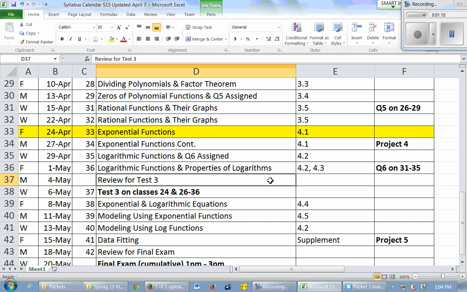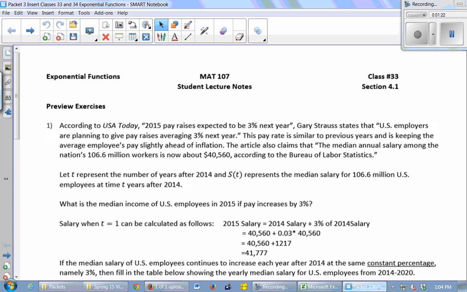Okay. It's a good question. It is, yeah. No, we had to, when they were, okay, so we're going to talk about exponential functions today.